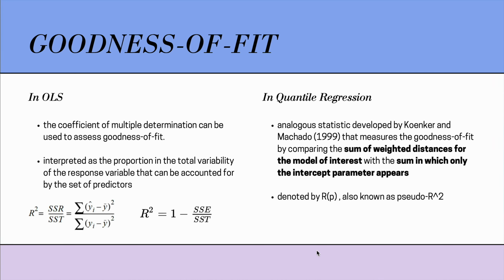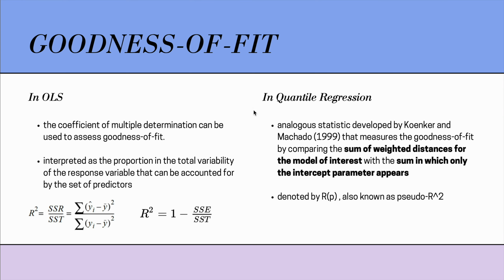In Stat 136, we use the coefficient of determination, or R-square, to determine the goodness of fit for linear models with an intercept beta null. It is computed using SSR over SST. Another way we can compute this is 1 minus the ratio of SSE and SST. And if we recall, it may be interpreted as the proportion in the total variability of the response variable that can be accounted for by the set of predictors.